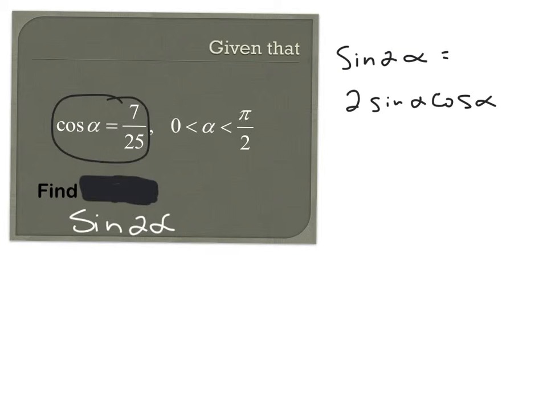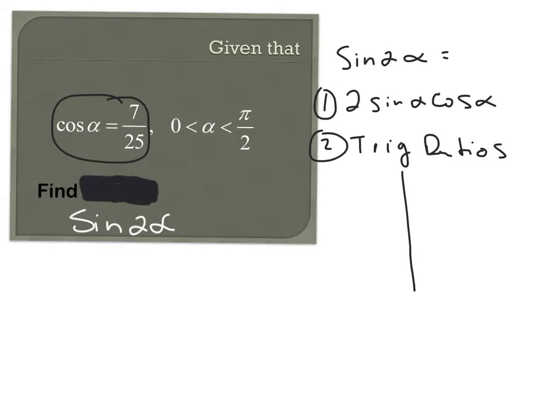So sometimes what we need to do is work with our triangle and find the other trig ratio. So step one would be formula. Step two would be all needed trig ratios. And so in order to do that, I'm told by the domain that my triangle or my angle is between 0 and pi over 2. So that's in the first quadrant.